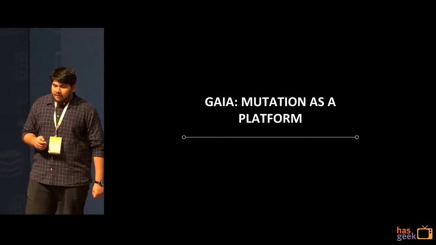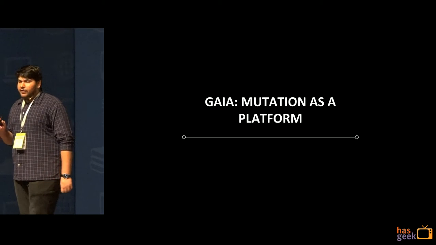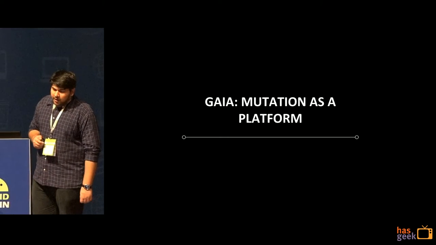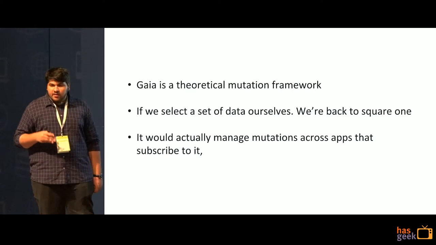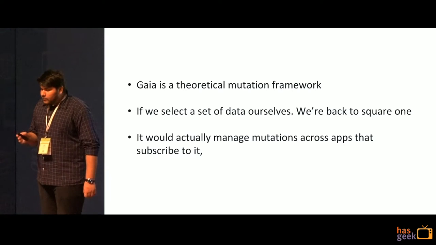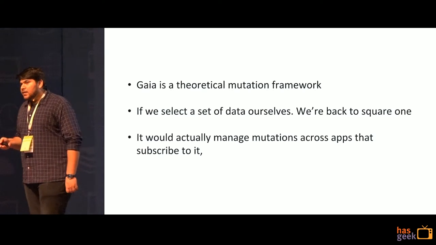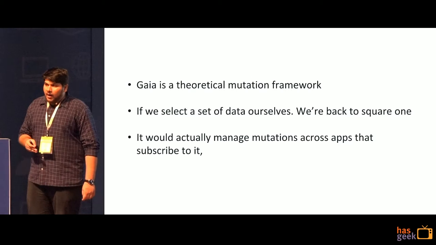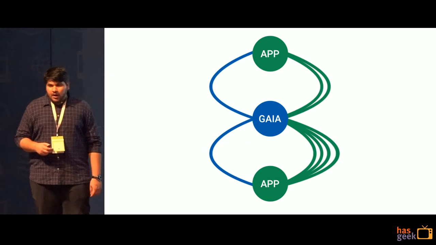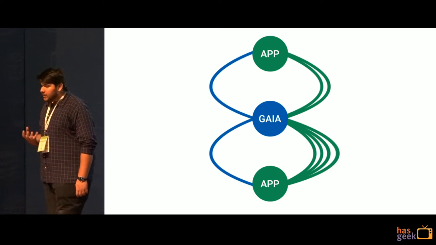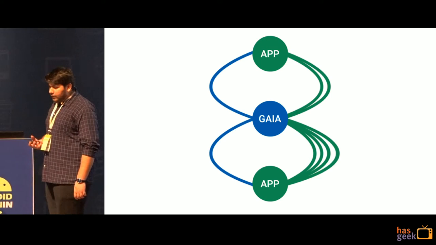So let's have a look at Gaia. Gaia is something that aims to solve the accounting for everything problem. Gaia is a theoretical mutation framework that is based upon a machine learning principle. It attempts to employ machine learning in design and learn from the user's characteristics and behaviors, and you design mutate from there. Okay, let's look at this. So Gaia would exist at a framework level. It's theoretical for now, it only exists as a class, but it would theoretically exist at a framework level.